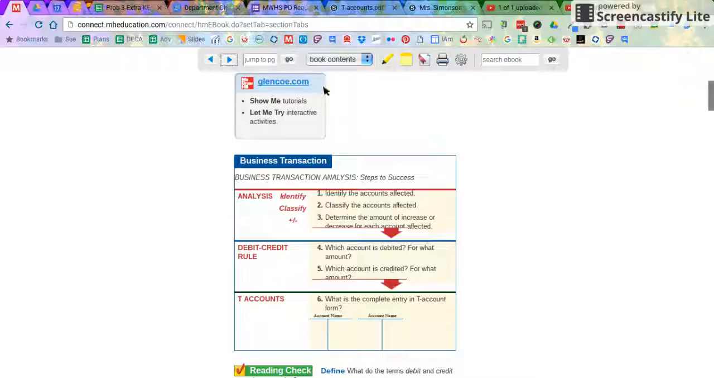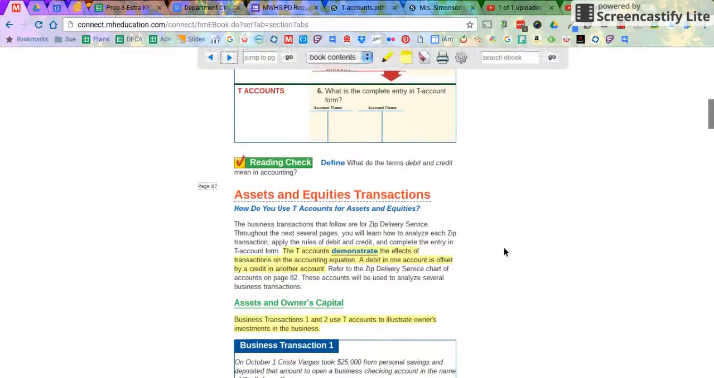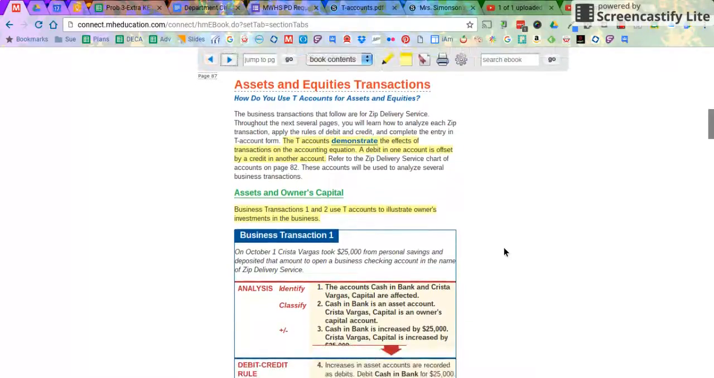They've added a couple new steps to our analysis process. We're going to identify the accounts again, and classify them. Nothing is different there. We're going to determine the amount of increase or decrease. Then we're going to say which of these accounts is a debit and which is a credit, and then put them into a T account. If I scroll down a little bit, like we talked about in the previous section, the T account is just a tool that helps us determine which is the debit and which is the credit.